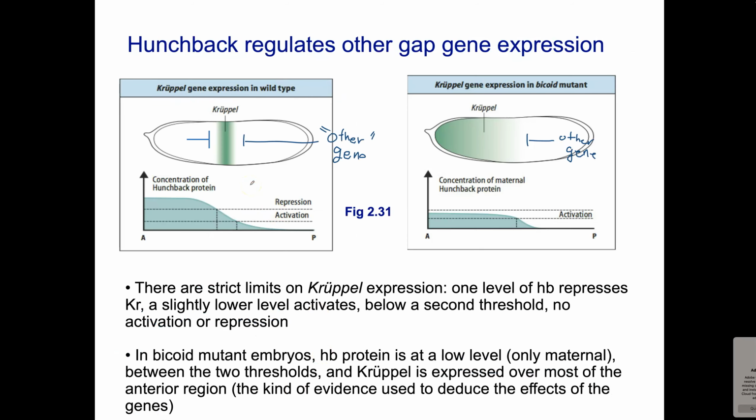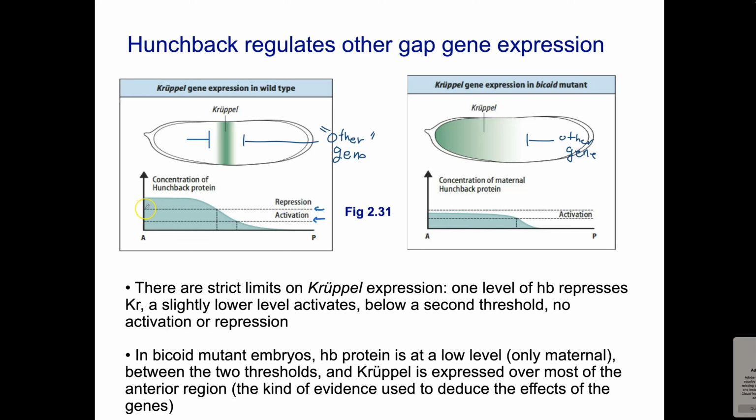Okay, so how does hunchback regulate gap gene expression? It doesn't do it by itself necessarily, but if we look at the concentration from anterior to posterior of hunchback protein, we have these two thresholds. We've worked with thresholds and gradients before, so hopefully that will make sense.